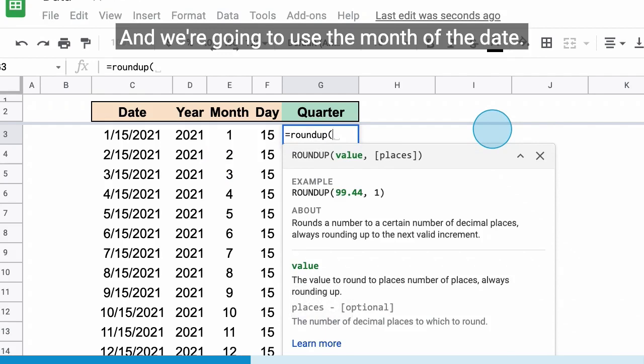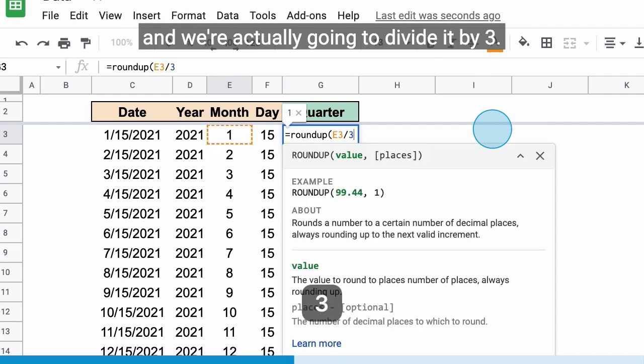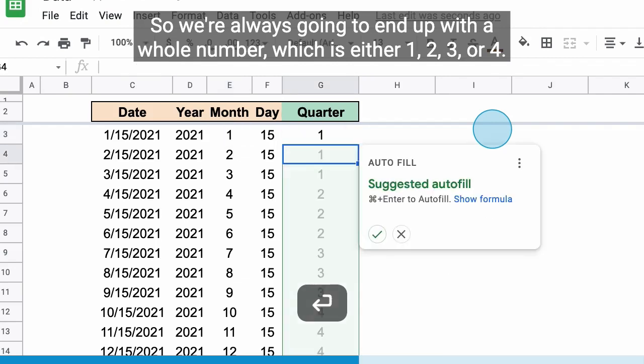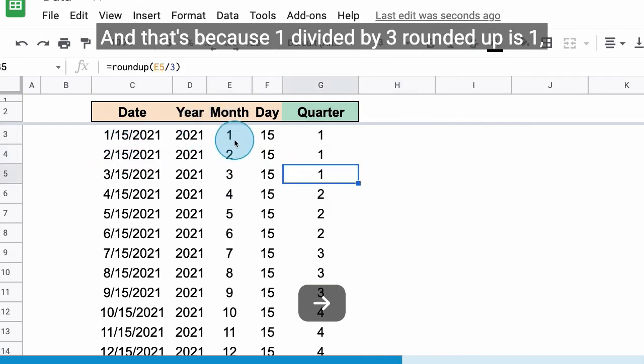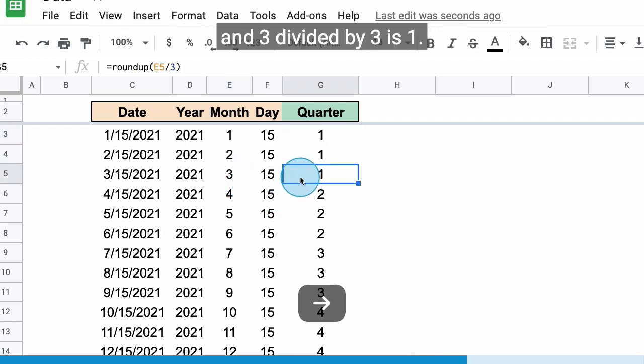and we're going to use the month of the date, so in this case E3, and we're actually going to divide it by 3. So we're always going to end up with a whole number, which is either 1, 2, 3, or 4. The quarter for January, February, and March is 1, and that's because 1 divided by 3 rounded up is 1, 2 divided by 3 rounded up is 1, and 3 divided by 3 is 1.